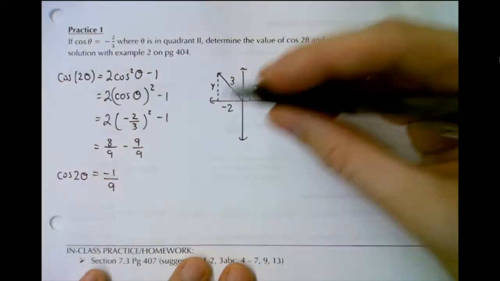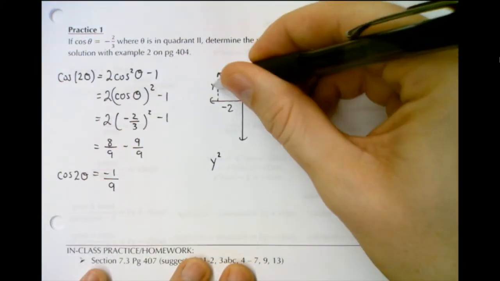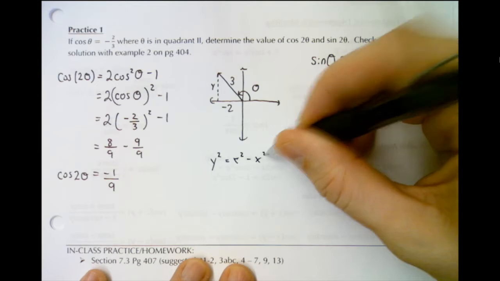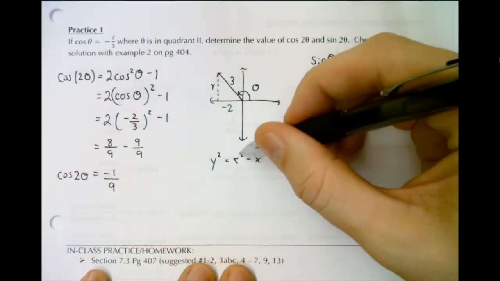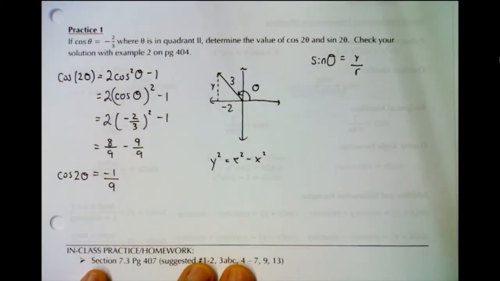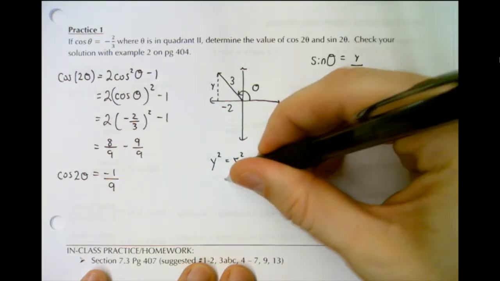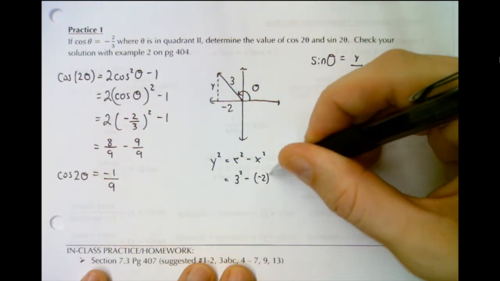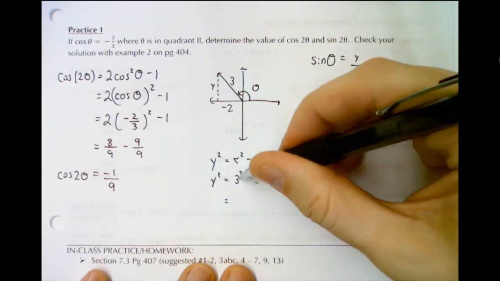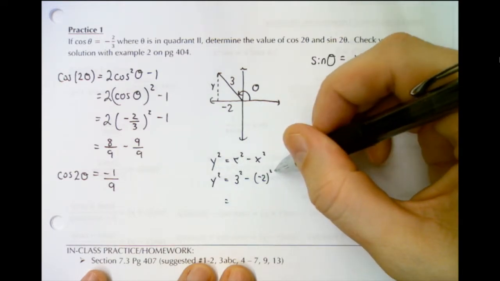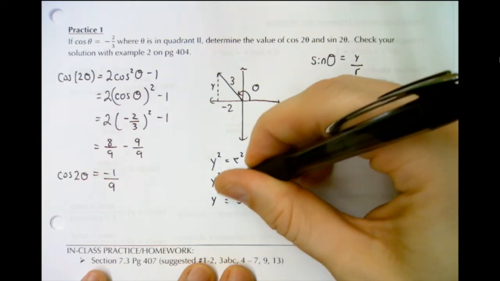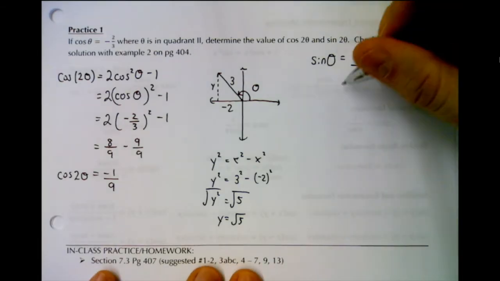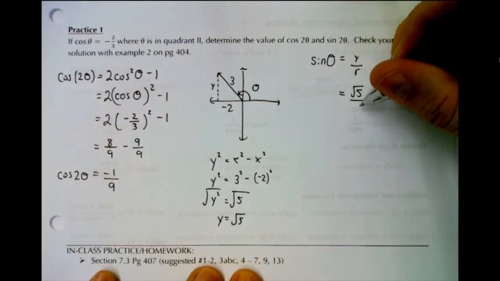So if we want to find y, we have to use the Pythagorean theorem. y squared equals r squared minus x squared. That's just the Pythagorean theorem, a squared equals c squared minus b squared. So let's plug in what we know. We know r squared is 3 squared, subtract negative 2 squared, is y squared. 3 squared is 9. Negative 2 squared is 4. 9 minus 4 is 5. If we want to solve for y, we square root. So y is just root 5.